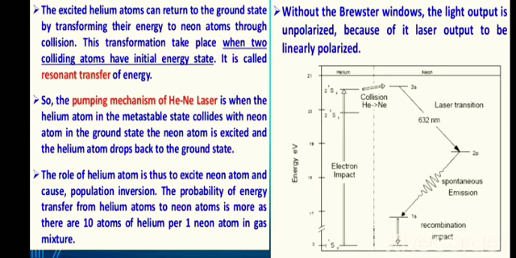Without the Brewster window, the light output is unpolarized. Because of it, the laser output is linearly polarized.